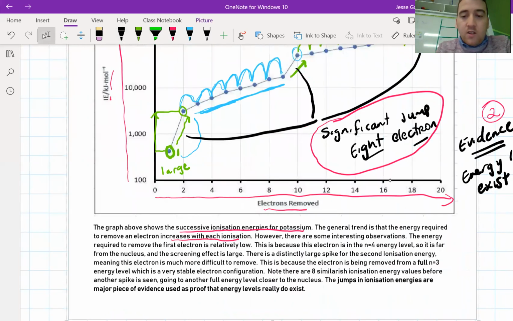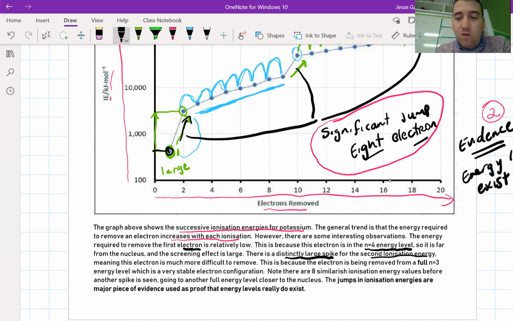Okay. However, there are some interesting observations. It's not just one straight line. The energy required to remove the first electron is relatively low, as we saw here. This is because the electron is in the n equal to 4 energy level, so it is far from the nucleus and the screening effect is large. There is a distinctly large spike or jump for the second ionization energy, this bit here, meaning that this electron is more difficult to remove. That's why there's this big jump.